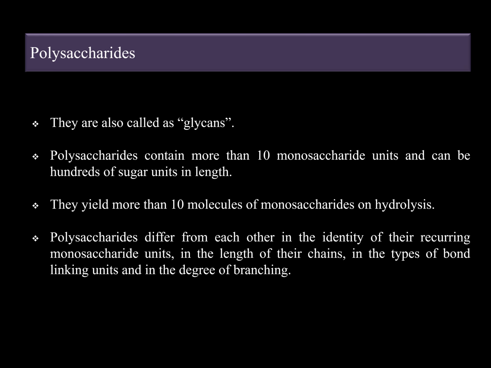Now we study polysaccharides. Polysaccharides are also called glycans. They contain more than 10 monosaccharide units and can be very long. When they are hydrolyzed, they produce many monosaccharide molecules. Polysaccharides differ based on the type of monosaccharide, chain length, bond type, and branching. Polysaccharides mainly have two important functions: energy storage and structural support.